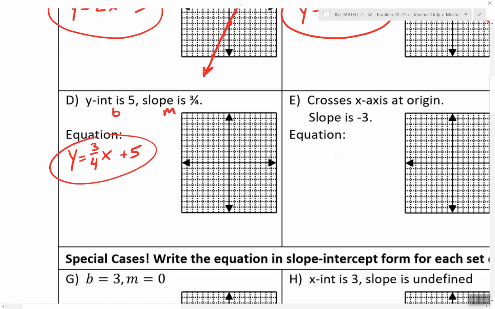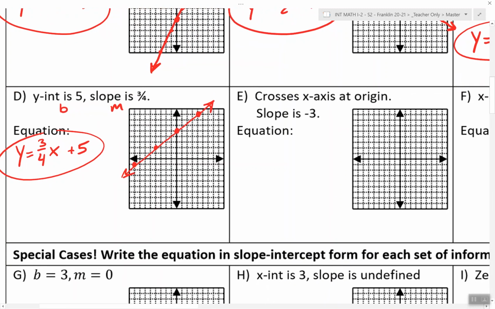So start at 5 up here on the y-axis. The slope is 3/4, so positive 3 over 4, that's up 3, right 4. So 1, 2, 3, and 1, 2, 3, 4. Up 3, right 4, right here. And then we can go down 3 since we're out of room. Down 3, left 4. Just go backwards there. And there is the line.